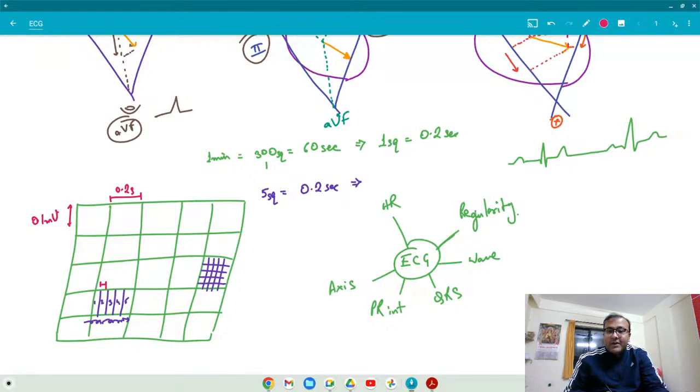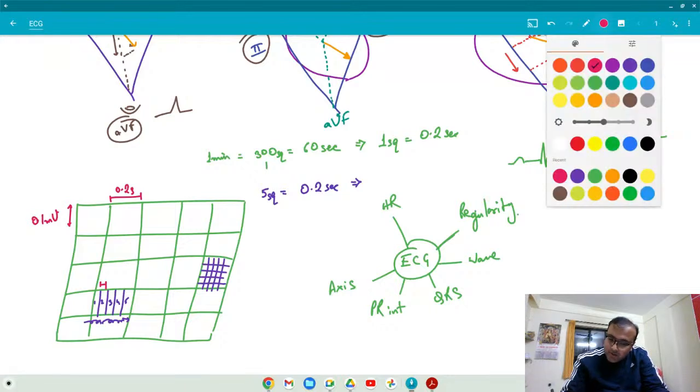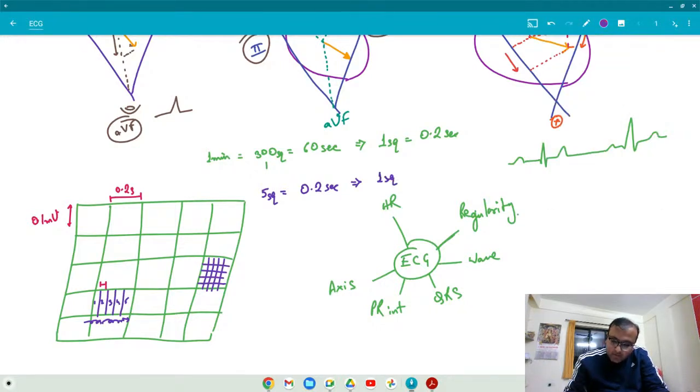Very good. So finally somebody is still fighting. So 0.2 divided by 5. If you calculate it, one small square is going to be 0.04 second. So let it be very clear: if you have two and a half squares, that means 0.4 plus 0.4 plus what should it be? Half. Half minus 0.2.